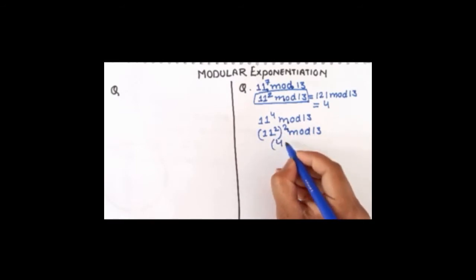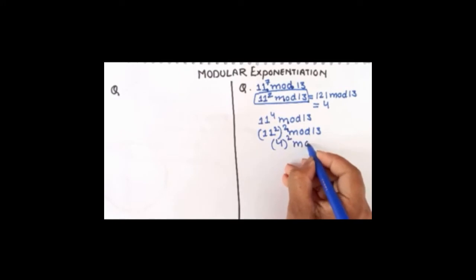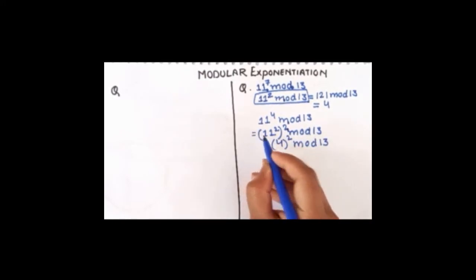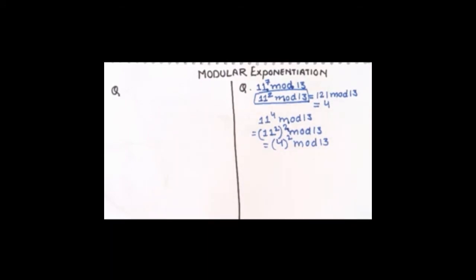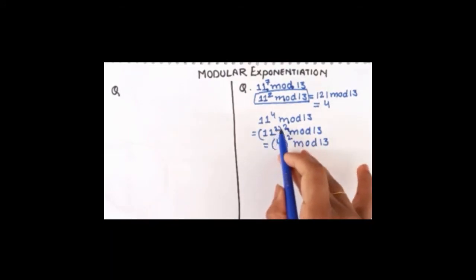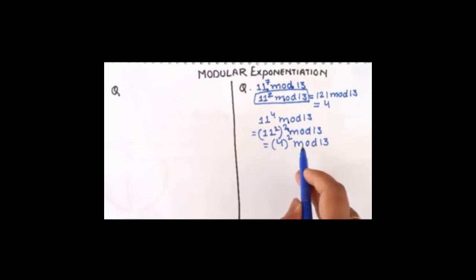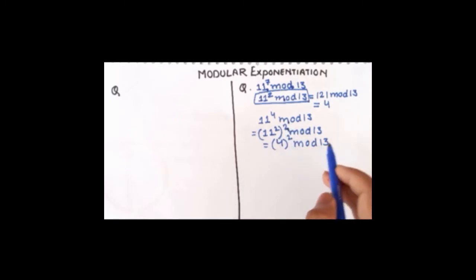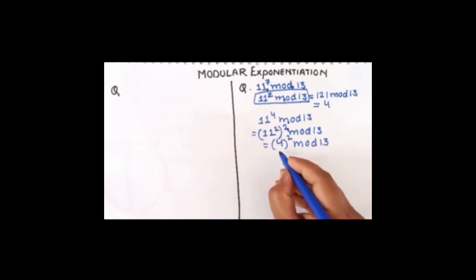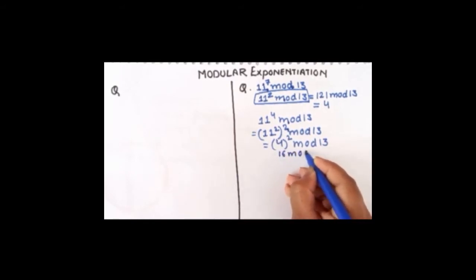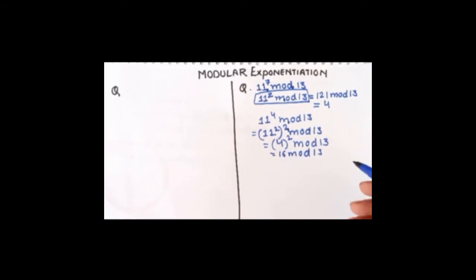So 11 to the power 4 becomes 4 to the power 2 mod 13. This is what I'm left with, because I know that 11 to the power 2 mod 13 was 4. So 4 to the power 2 mod 13. Now 4 to the power 2 is actually 16. 16 mod 13. Now when you find 16 mod 13, when you divide 16 by 13, you get the remainder as 3.